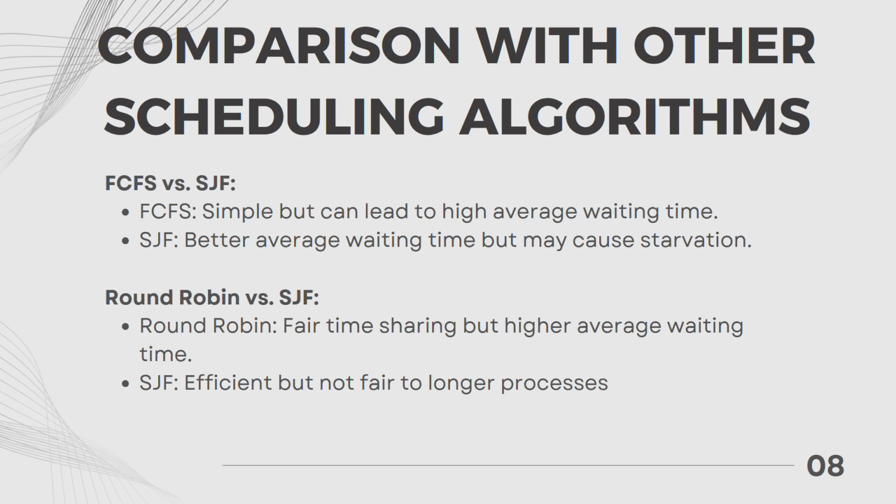Now let's compare this algorithm with other algorithms. The first come first serve algorithm is simple but can lead to high average waiting time, while SJF gives better average waiting time, but it may cause starvation. Now let's look at round robin versus SJF. Round robin gives fair time sharing but has higher average waiting time, while SJF is efficient but it is not fair to longer processes.